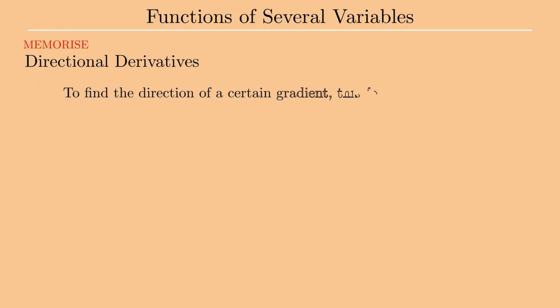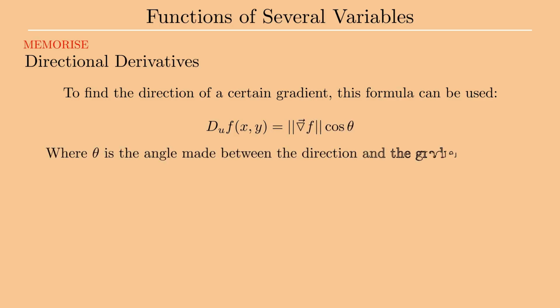To find the direction of a certain gradient, we can use the formula: the directional derivative equals the magnitude of the gradient vector times cos θ, where θ is the angle formed between the direction and the gradient vector. Keep in mind that the magnitude of the directional derivative that you are looking for must be less than or equal to the magnitude of the gradient vector.